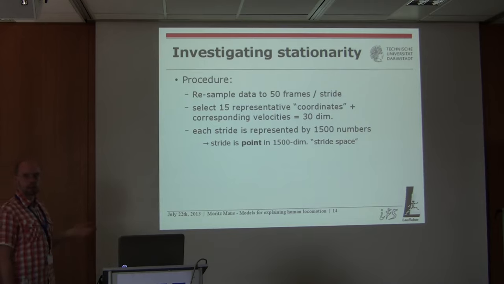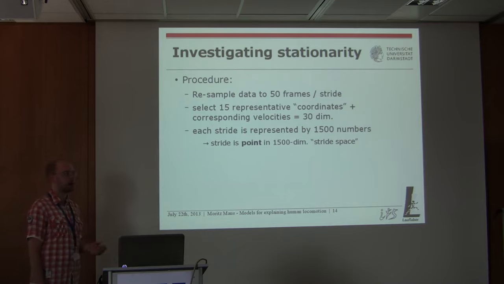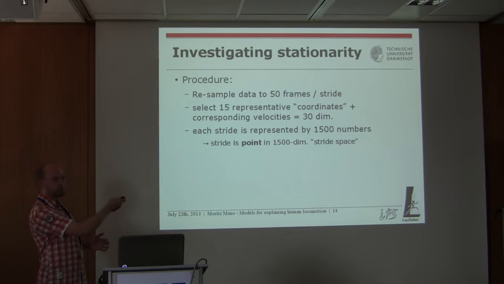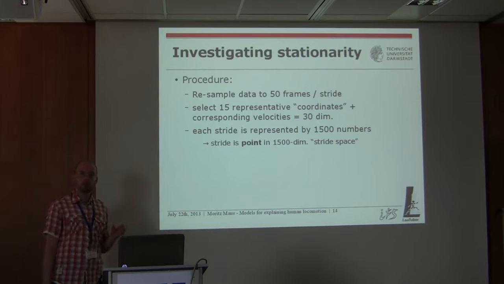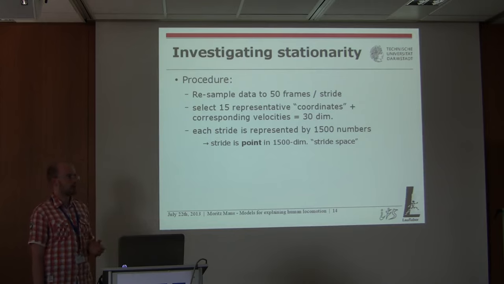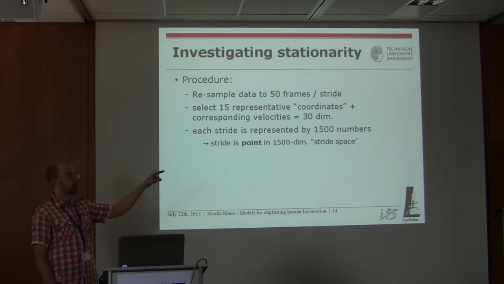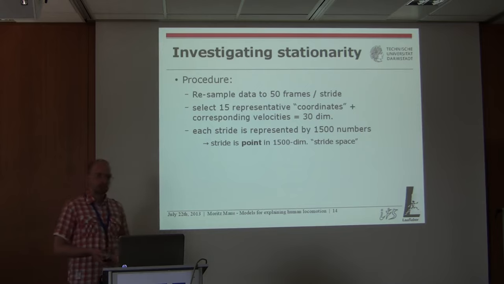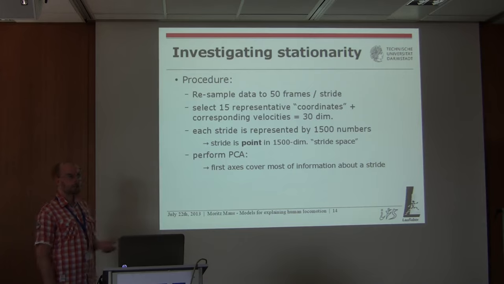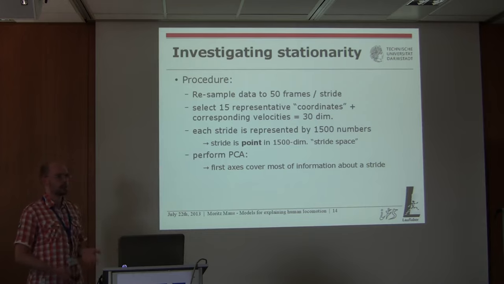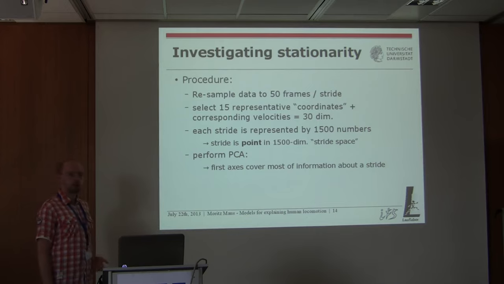15 coordinates. For a state space model, we also need the corresponding velocities. So we have 30 dimensions. So a complete stride is defined by 1,500 scalar quantities. 30 dimensions in 50 frames is 1,500 scalar quantities. And we can think of it as one point in our 1,500 dimensional stride space. So I can say this point is stride number 1 and stride number 7 is at this point. And now, to investigate if it's stationary, I just look at the principal components of this space. The idea is that I compress all these continuous data to 5 numbers per step, which I know give me the most information that I can get from linear method, at least. Okay, so the first axis of the principal components covers the most information about my measurement stride.